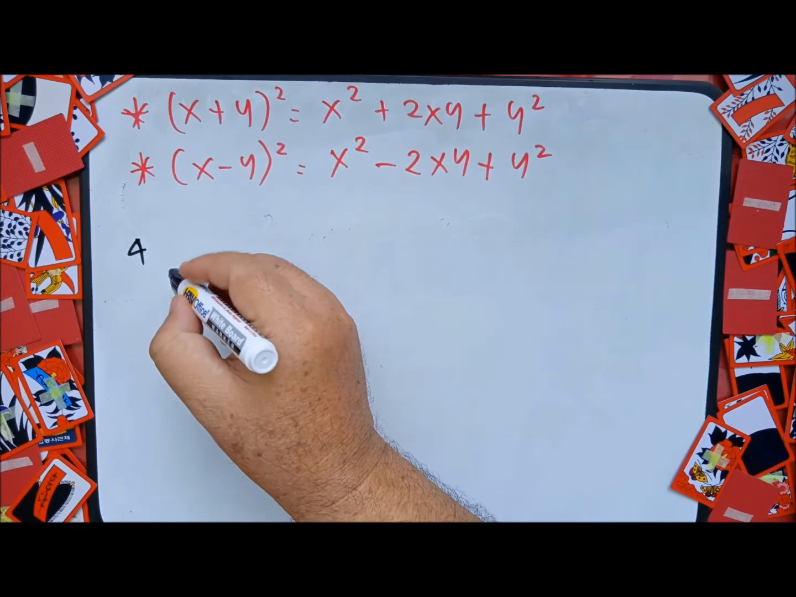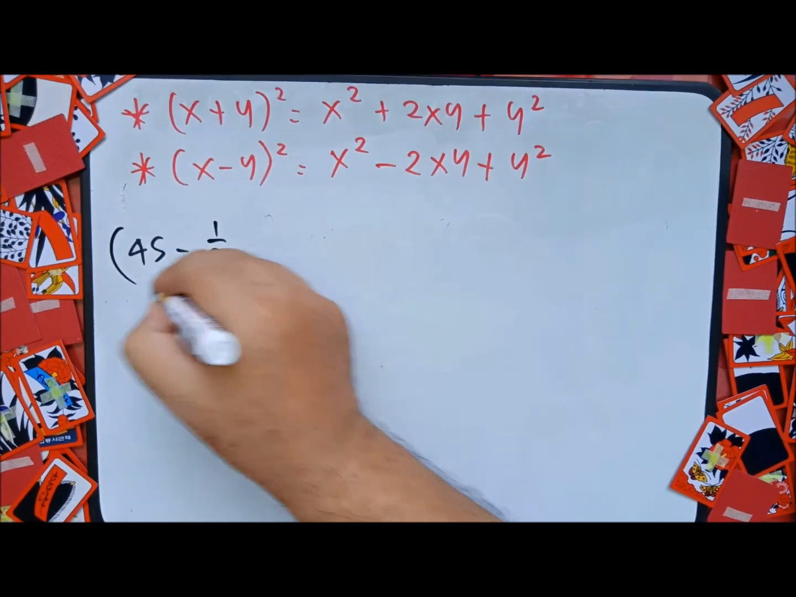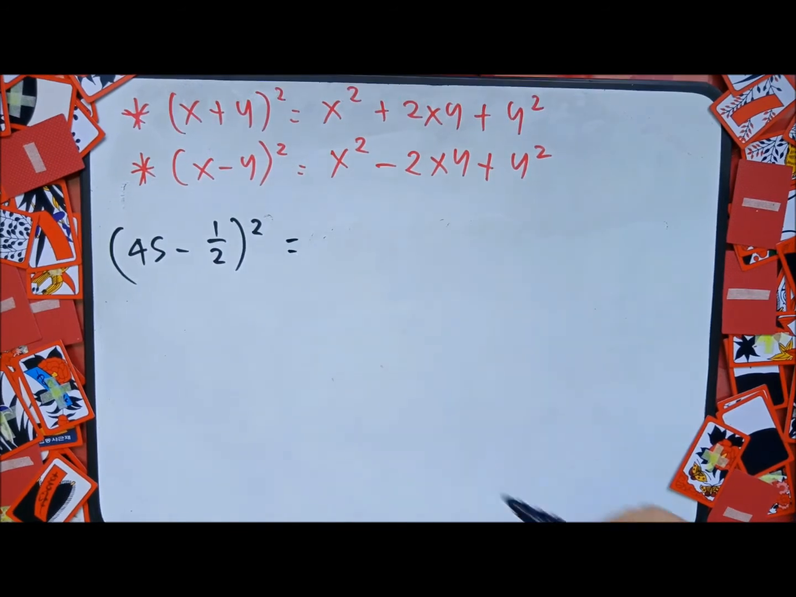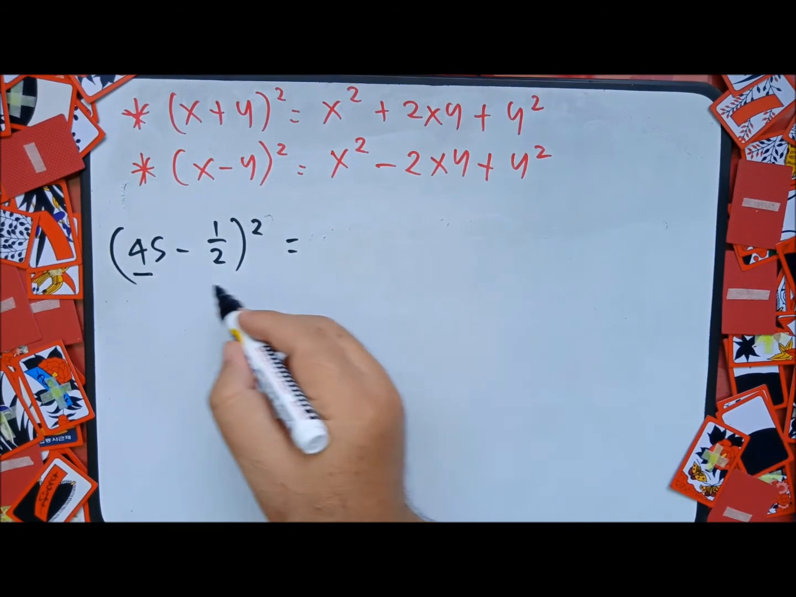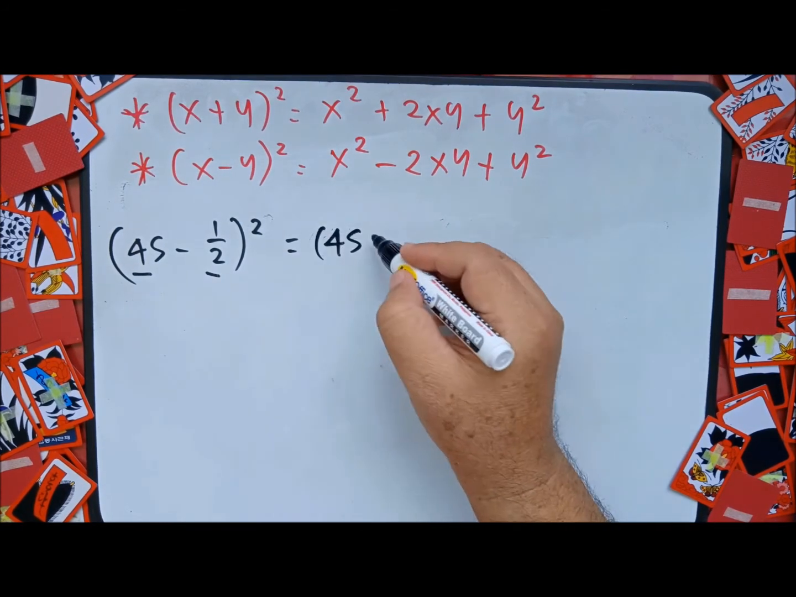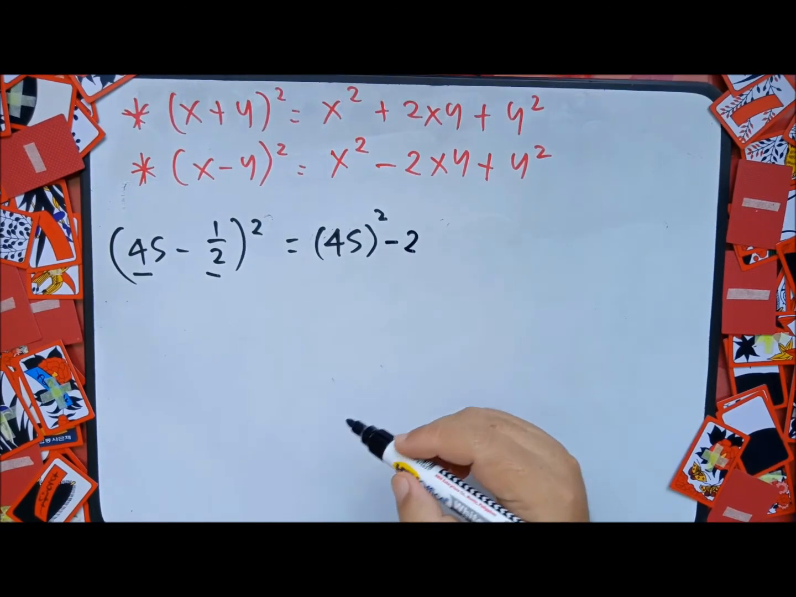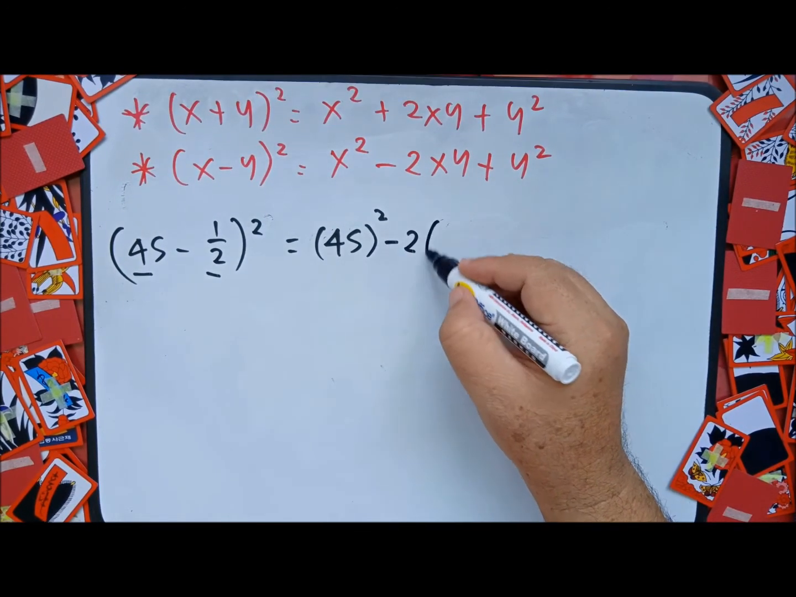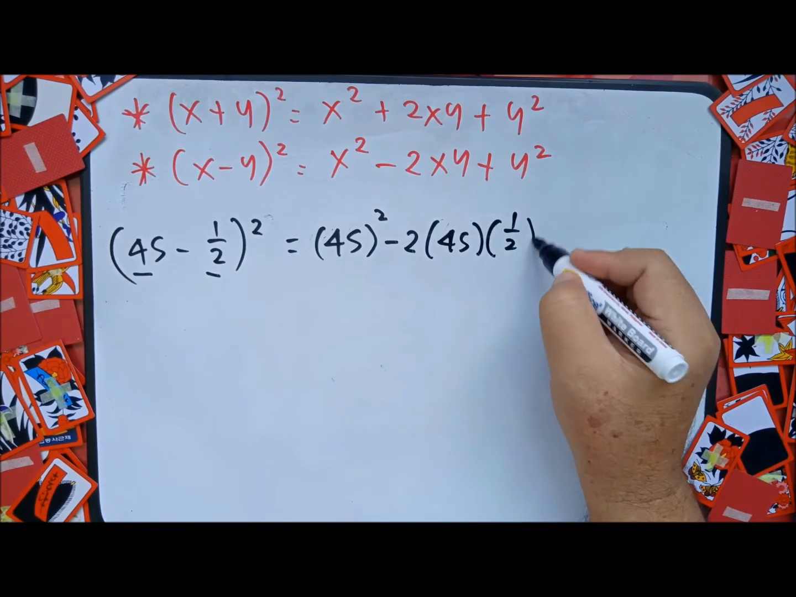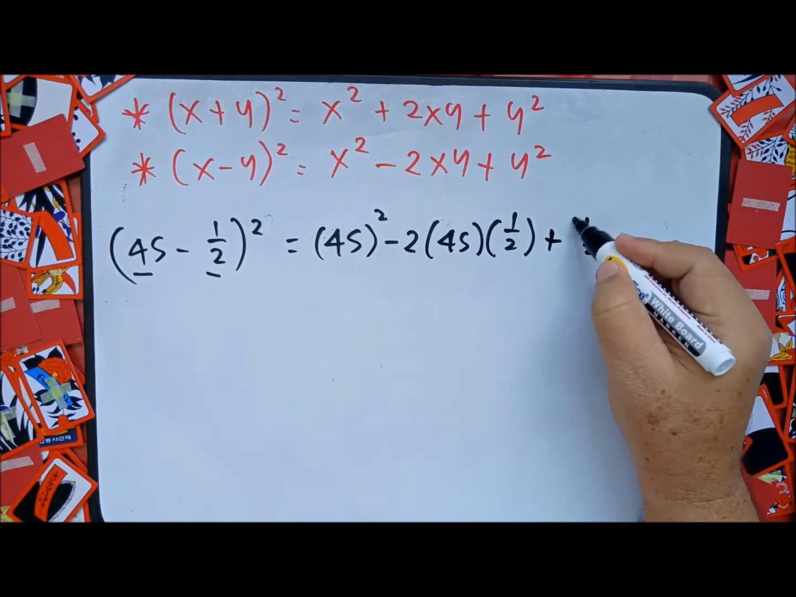For 4s minus 1/2, squared. Okay, so what is your x? This is your x, this is your y. So (4s) squared, minus 2, where 2 is a constant. What is your x? 4s. What is your y? 1/2. And that y squared, (1/2) squared.